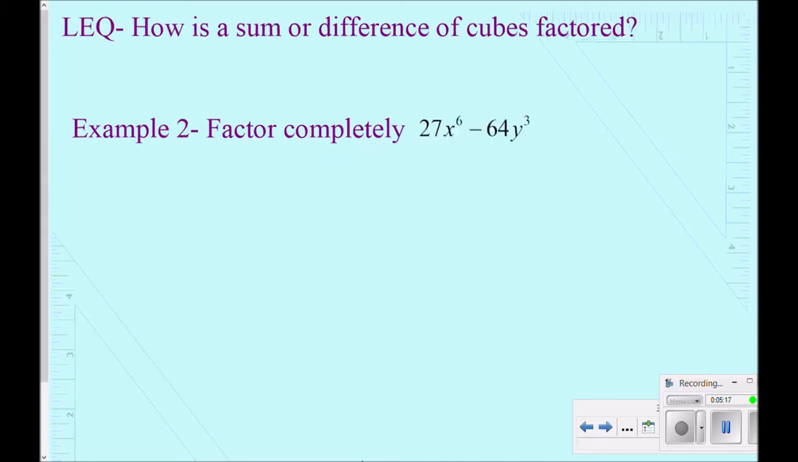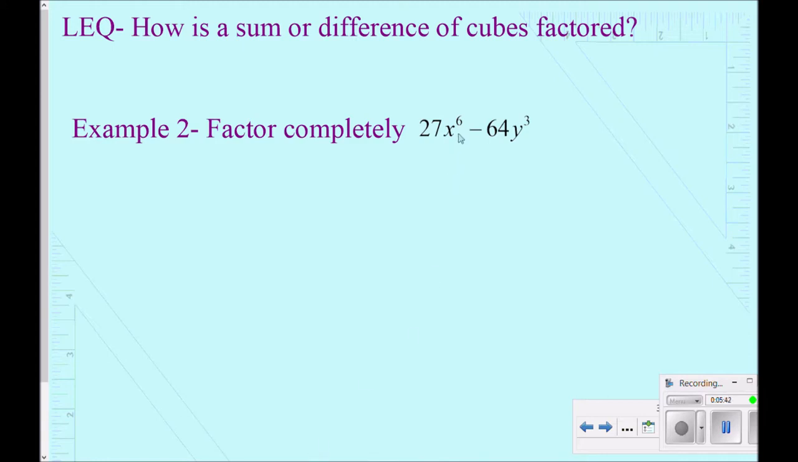Next. So once again, check for GCF, don't see one. Two terms and a minus sign. Well, two terms and a minus sign we know could be difference of squares or difference of cubes, so we have to look for some clues here. Remember the clues. They are to check your exponents and check your coefficients.